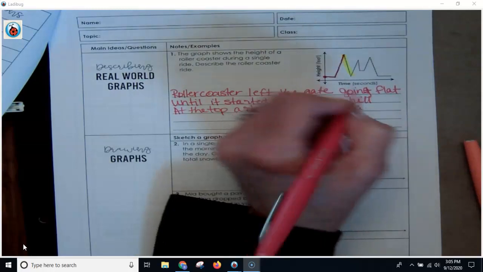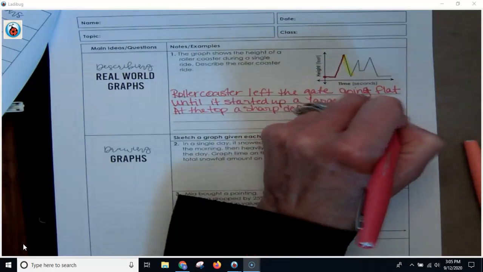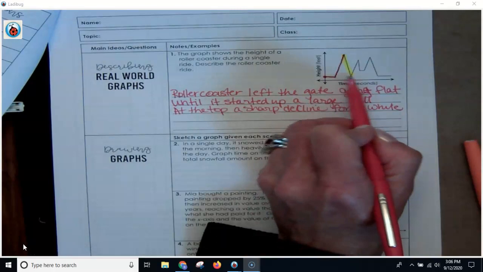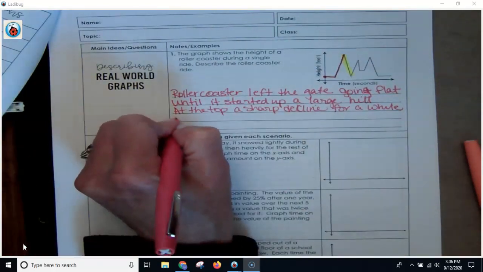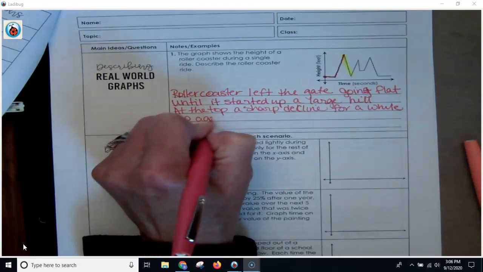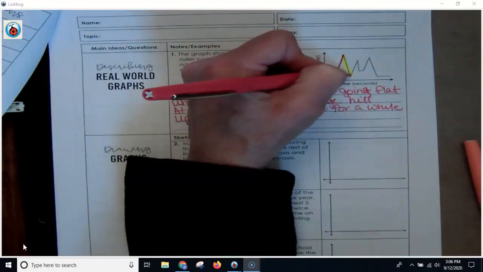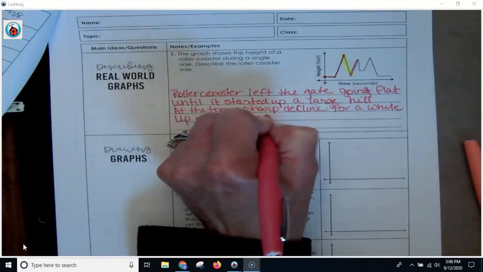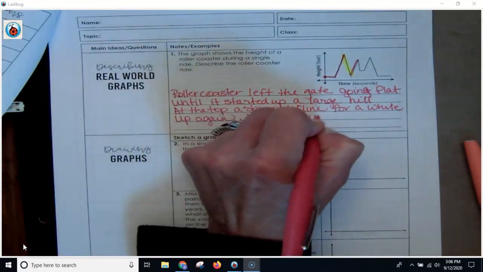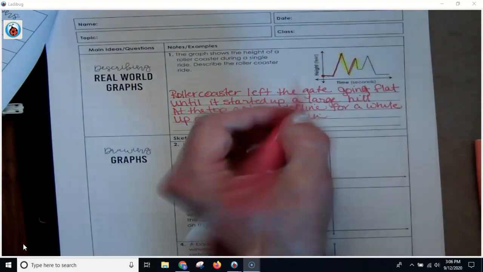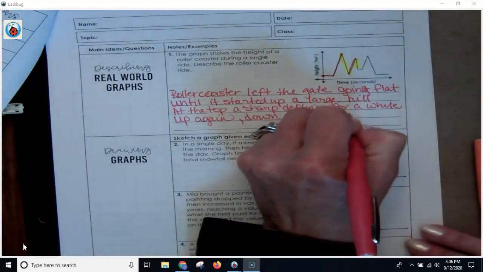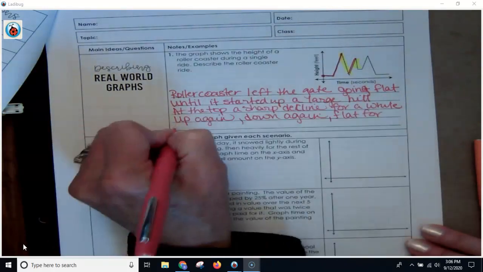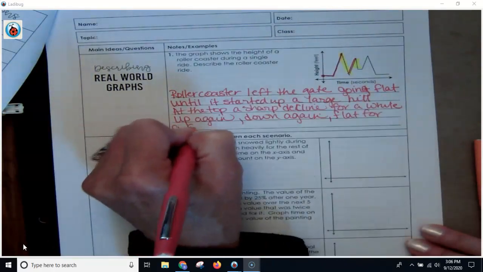for a while. Actually, it goes until it's even with this. Then up again. Up another hill. Down again. Right here is down. That's pretty steep right there. Quite steep. And then it's flat for a little bit, for a small amount of time.